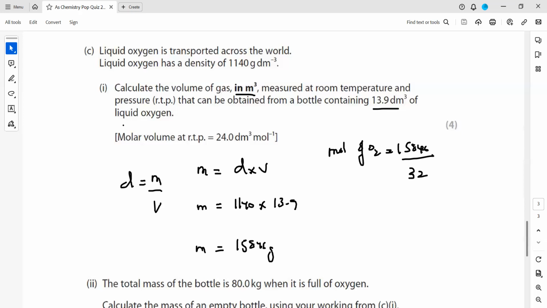Oxygen is 32, because it is an oxygen molecule, so 16 multiplied by 2 makes 32. So we divide this by 32. That will give us 495.5 moles.